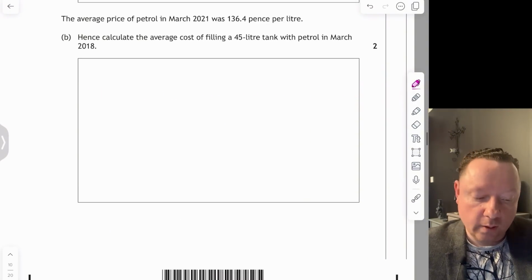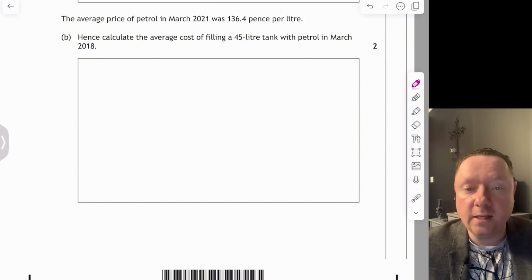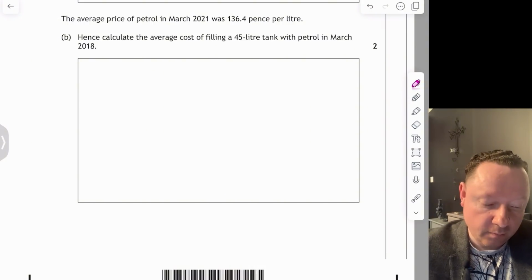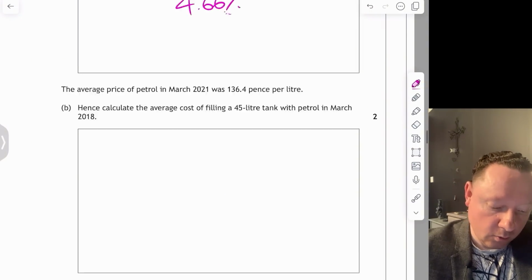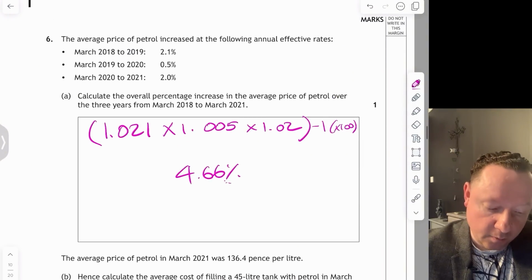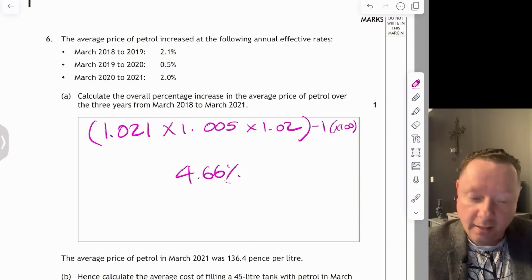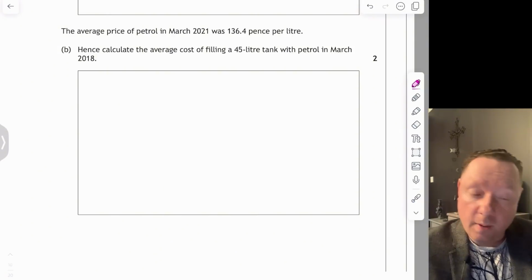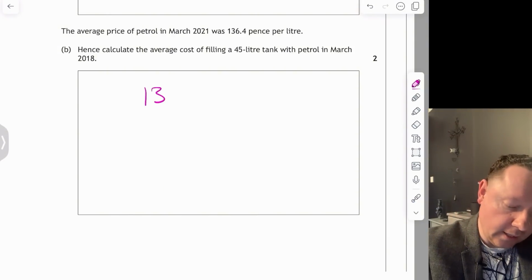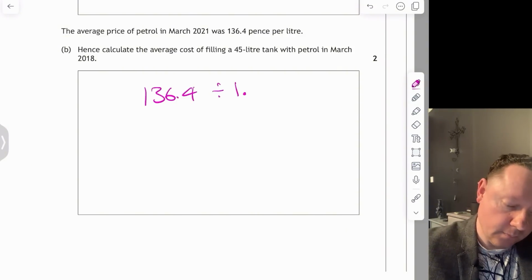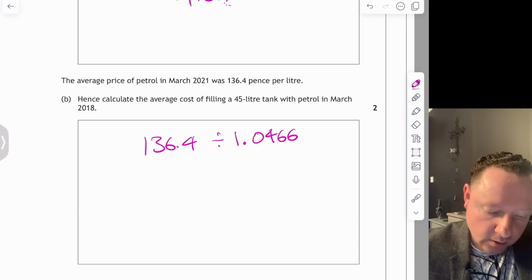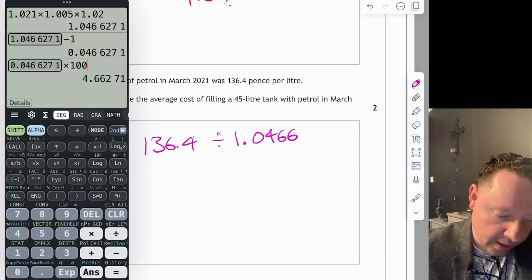Average price of petrol in 2021 was 136.4 pence per litre. Calculate the average cost of filling a 45 litre tank with petrol in 2018. So we're going from 2021 back to 2018, but we already know that the percentage increase was 4.66%. So all I need to do is divide by that to go backwards. So 136.4 divided by 1.0466. So getting my calculator back open for that.